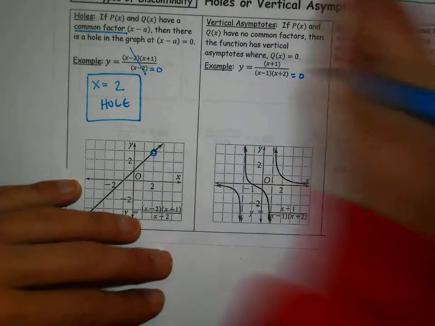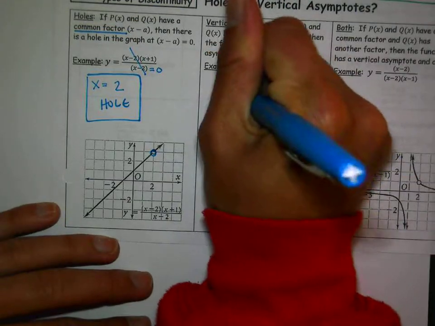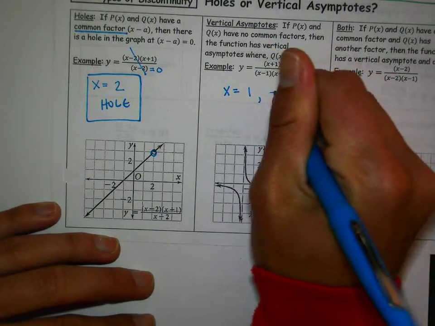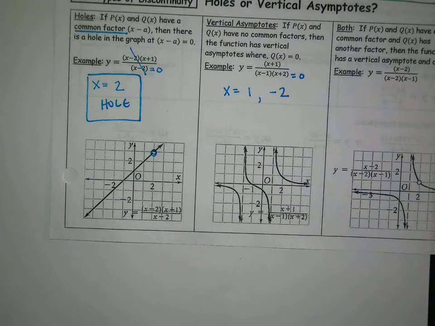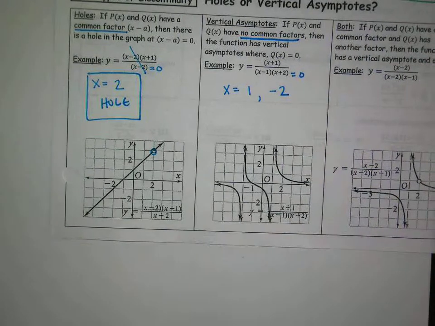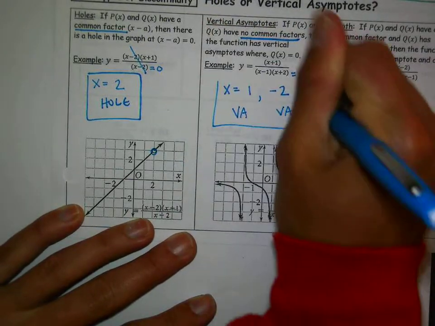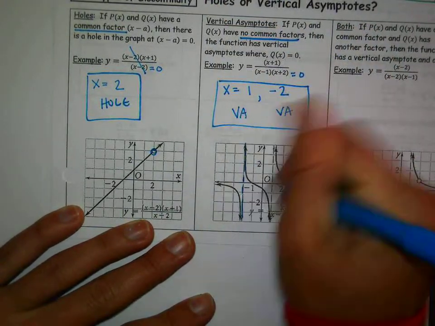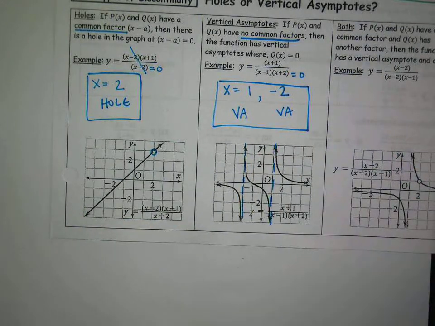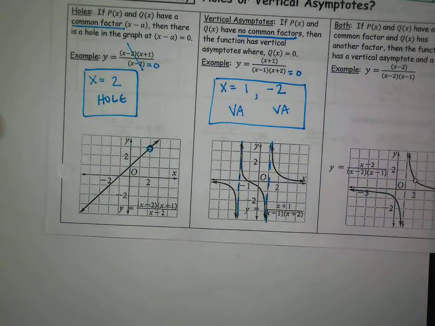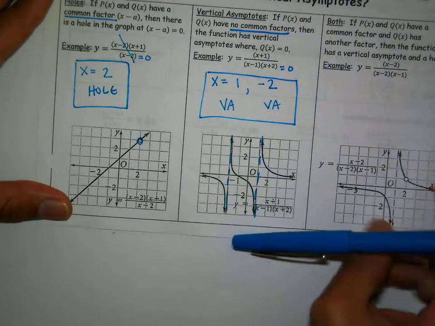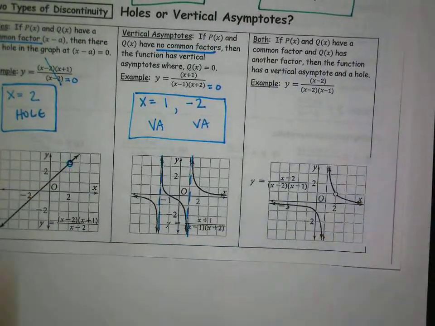So, still do the same thing. Set the bottom equal to 0. What are my points of discontinuity? 1 and negative 2. All right, now, once again, holes are common factors, which makes vertical asymptotes the non-common factors. If we look at my fraction, do I have the same exact factor on the top and the bottom? No. So they are both vertical asymptotes. And you can see on the graph what it kind of looks like if you have two vertical asymptotes. Once again, we're not graphing these, so don't worry about that. I just wanted to show you what it would look like.